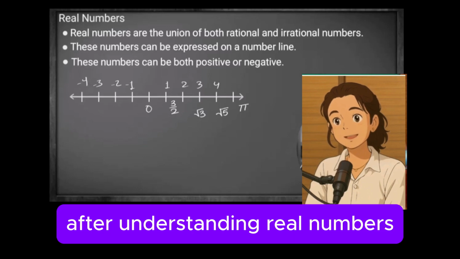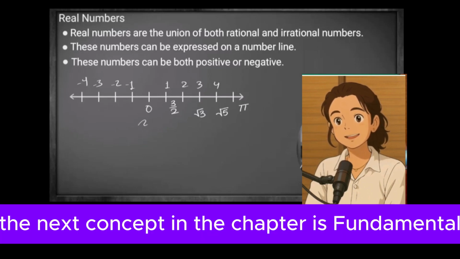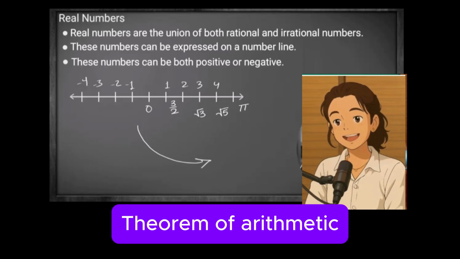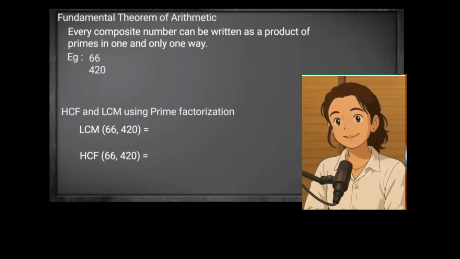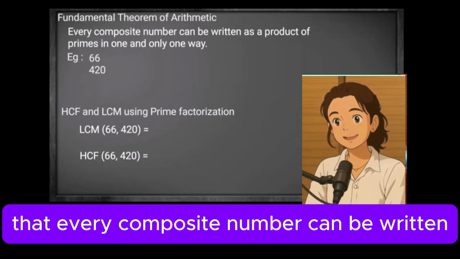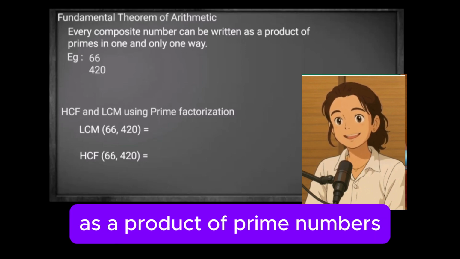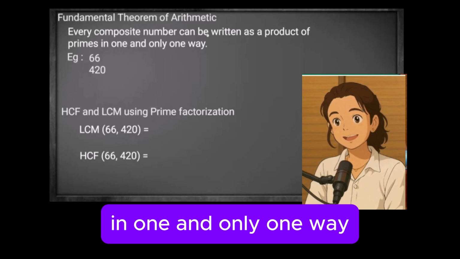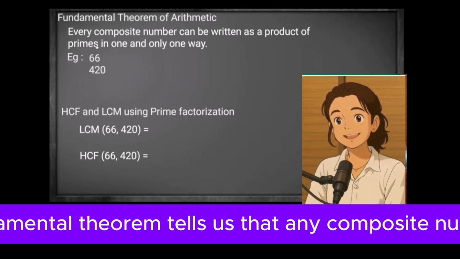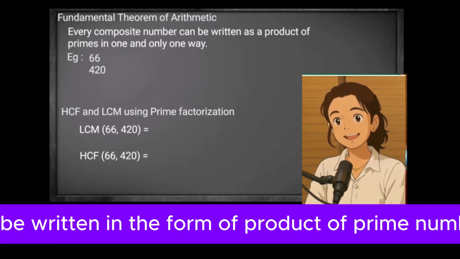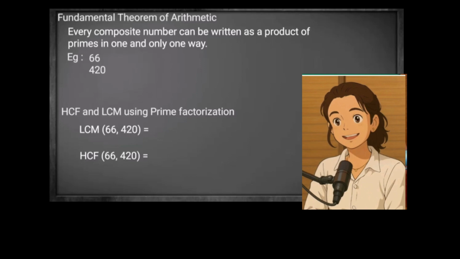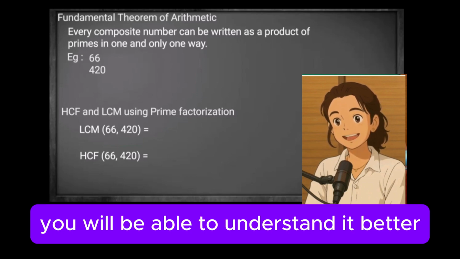After understanding real numbers, the next concept in the chapter is the fundamental theorem of arithmetic. Let's understand what this theorem tells us. So it is given in this that every composite number can be written as a product of prime numbers in one and only one way. The fundamental theorem tells us that any composite number can be written in the form of a product of prime numbers. If I give you an example, you will be able to understand it better.